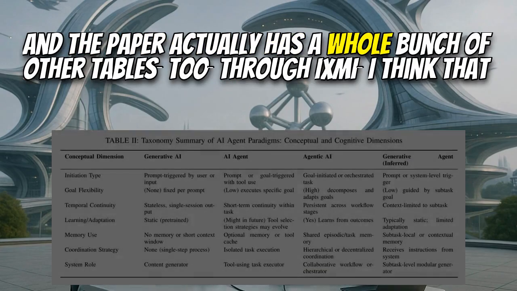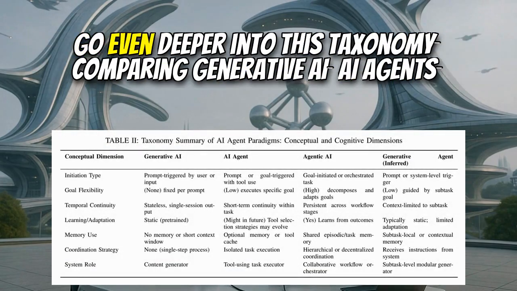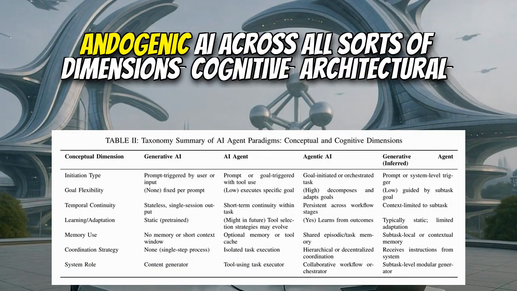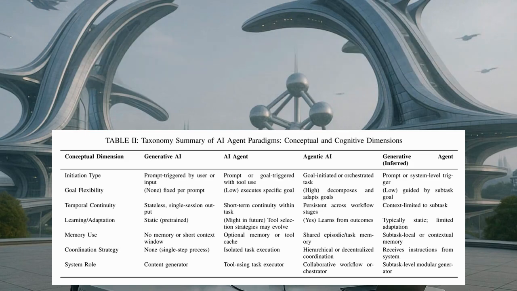And the paper actually has a whole bunch of other tables too, through IX maybe, I think, that go even deeper into this taxonomy, comparing generative AI, AI agents, and agentic AI across all sorts of dimensions, cognitive, architectural, functional scope, you name it. It's very thorough.